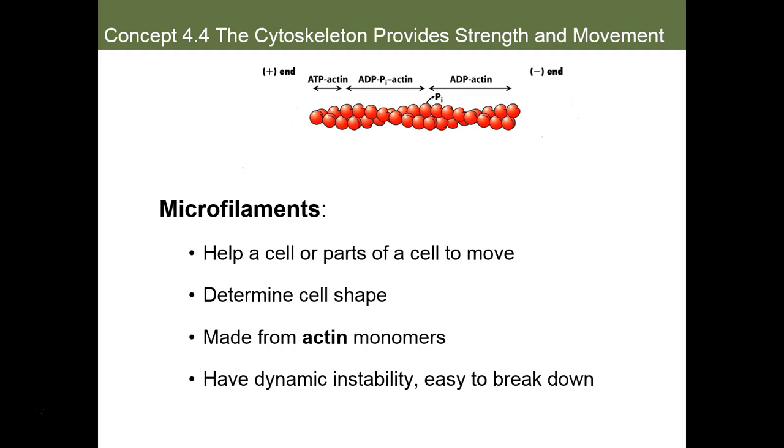Microfilaments help to make a cell or parts of the cell move. Microfilaments determine the cell shape and are made from actin monomers. Microfilaments have what is called dynamic instability. This means they are easy to break down and put back together again.